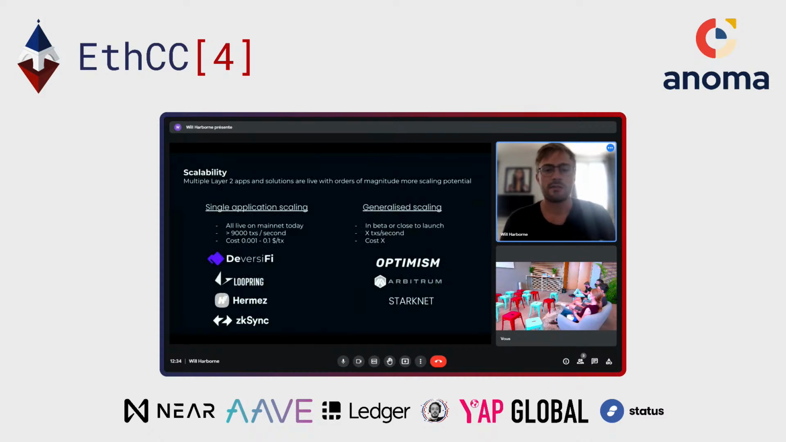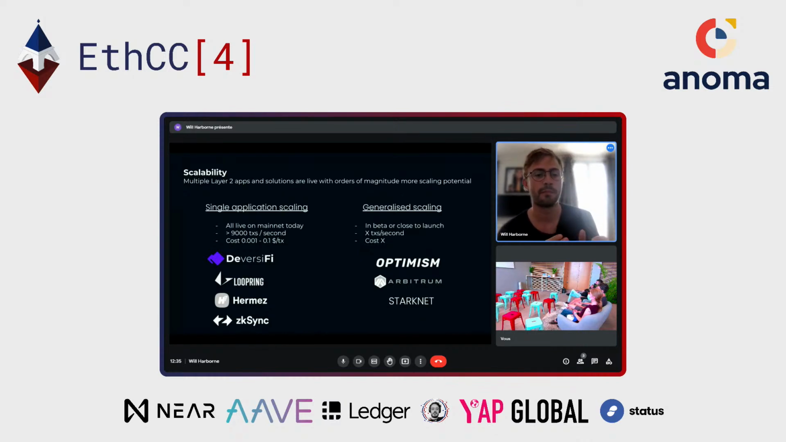But the issue that's now appearing is that there are many different layer 2 apps and layer 2 scaling solutions appearing on Ethereum. The ecosystem is very organic, and that's part of the appeal of Ethereum. It's fully open, anyone can build anything. And so we've had teams all over the world implementing different solutions without any central planning. And so today we have very many, or an increasing number of single application scaling solutions using layer 2. So for example, DeversiFi, but also Loopring, Hermez, and ZK Sync for transfers, which are all live on mainnet and can handle many thousands of transactions with very low cost.